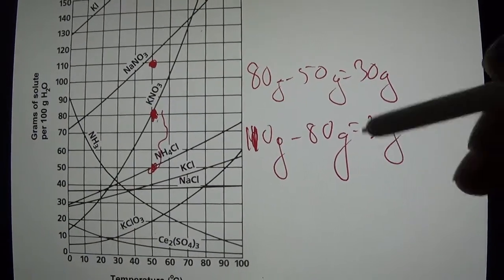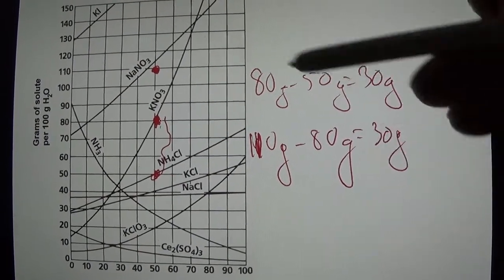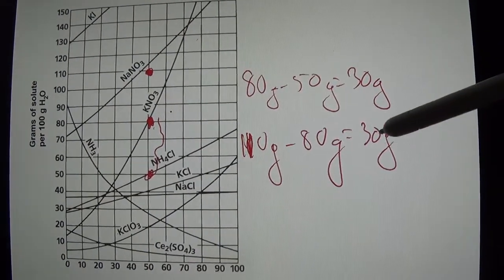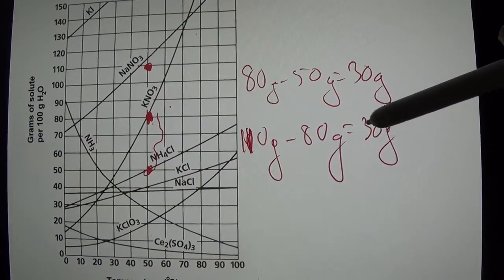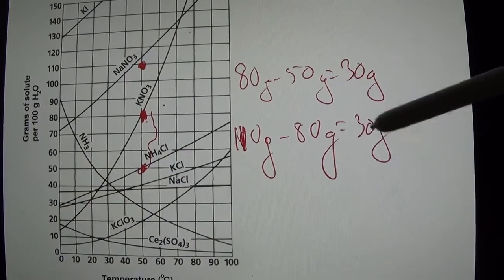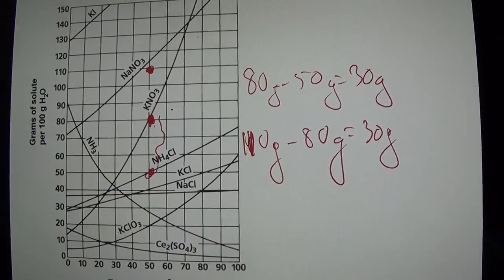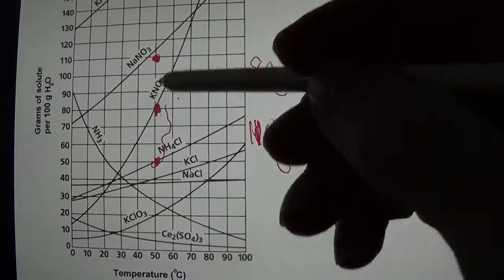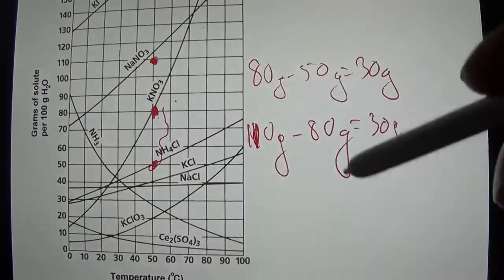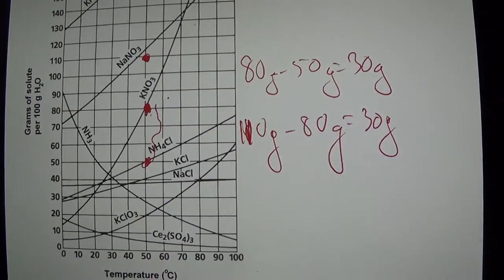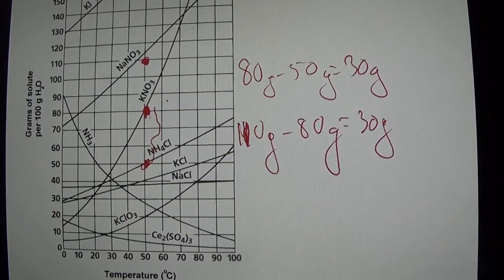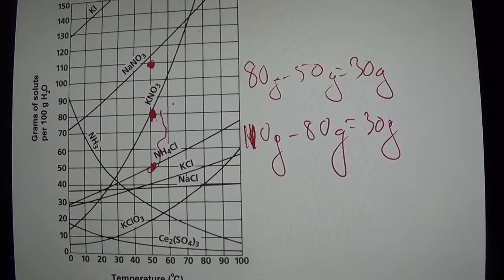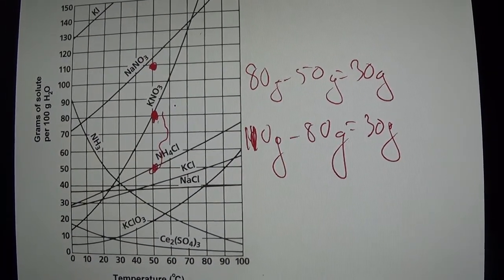So if I actually wanted to get rid of it, then I could filter it. The 80 grams that has dissolved would go through the filter, and the 30 grams, which has not dissolved and will not dissolve, will be caught in the filter. So not only can I determine that it's not going to be supersaturated, I can also determine that it's going to give off 30 grams of solid. I'm going to be able to catch that in a filter. So that is some of the power of a solubility curve.